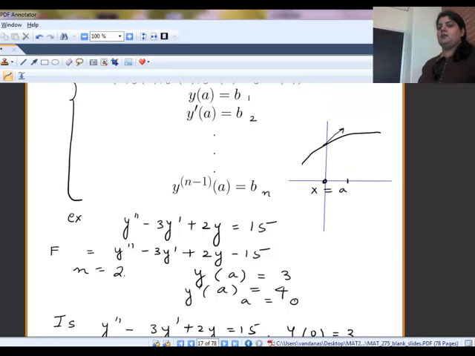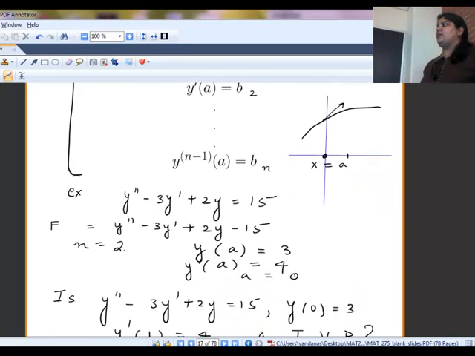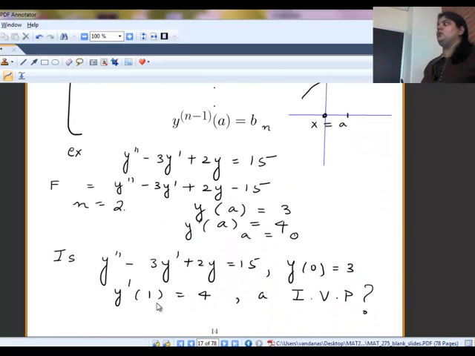I would say, if you compare this differential equation and the pattern here, you need initial conditions at only the same point. The moment I said y prime at 1 is 4, this is not an IVP. I have to specify the derivative also at 0. This point should be the same, x should be the same; the right hand side could be different, but x has to be the same. Okay, so this is not an IVP.